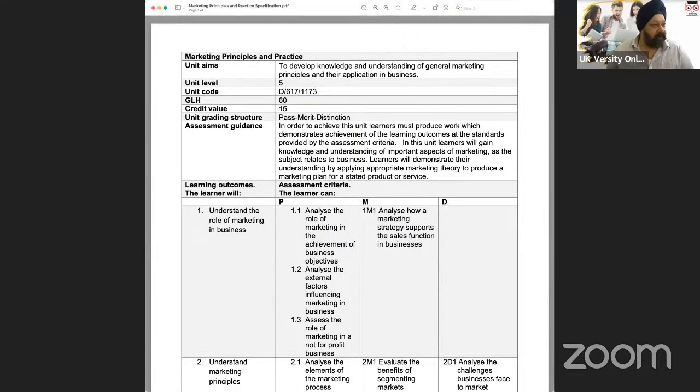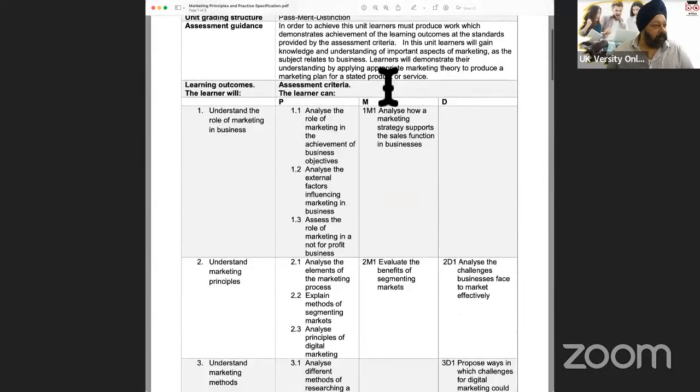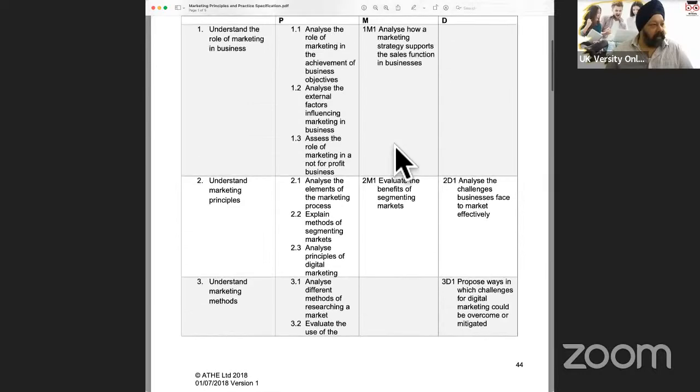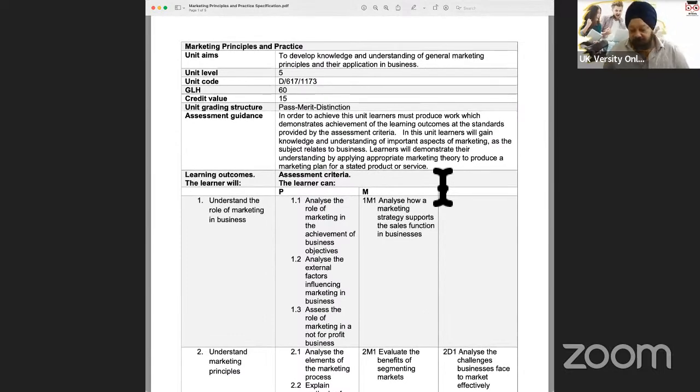So this particular unit, if I just minimize this slightly, you've got 1, 2, 3, 4 learning outcomes in this. So we're looking at about 5 sessions to cover this particular unit. In each session, we'll be covering 1 learning outcome, and all the assessment criteria is given. As you know, the qualification that you're studying is graded, so you should be looking at achieving a distinction grade in this unit with me.